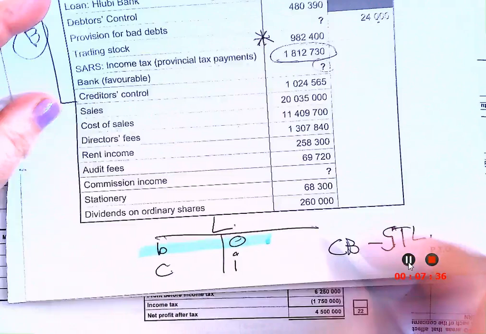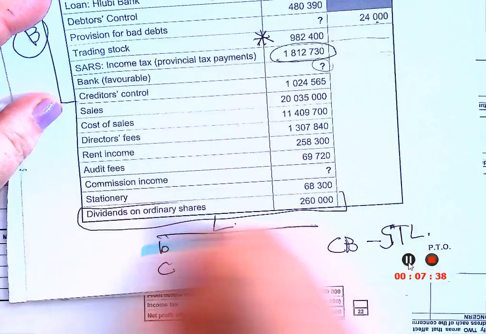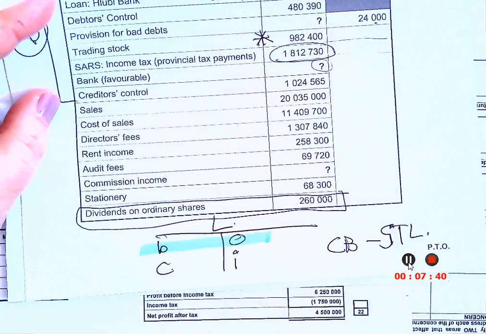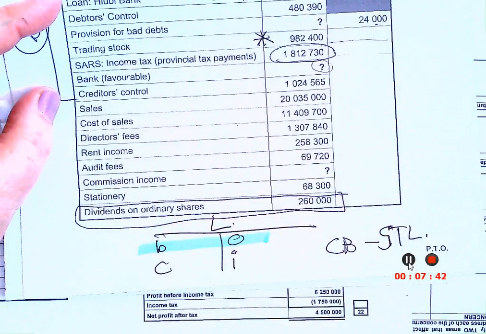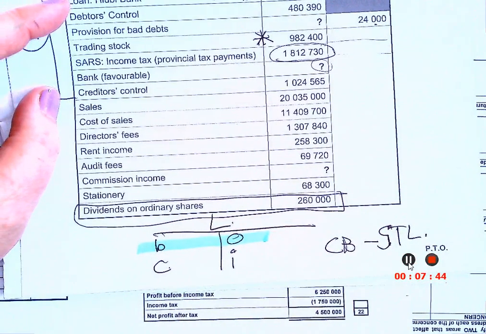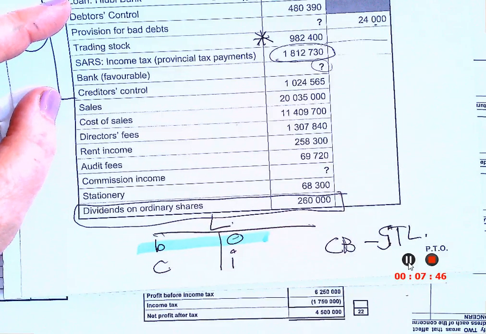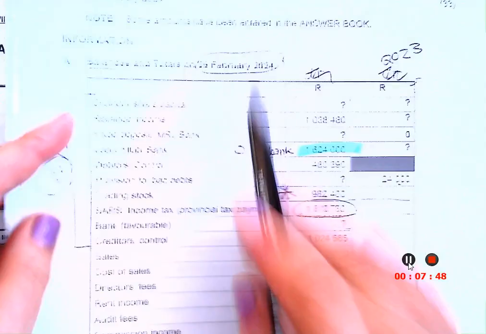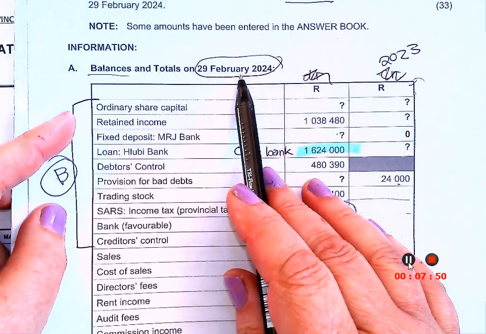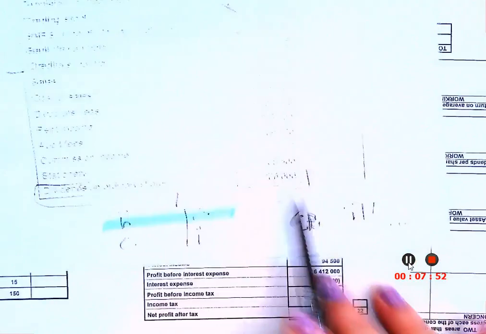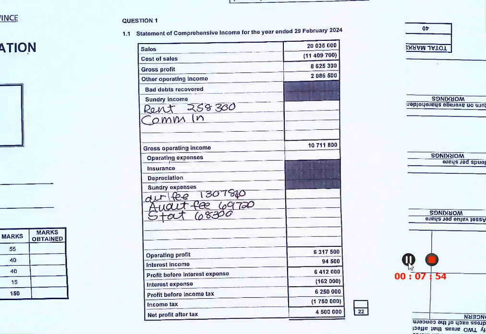Dividends on ordinary shares I leave, because dividends on ordinary shares is part of my retained income. Okay. And the fact that they say that this is the end of February, it means we can assume that's already been included. So now let's go look at the adjustments. And I see there's quite a lot. No? There's quite a lot of adjustments.